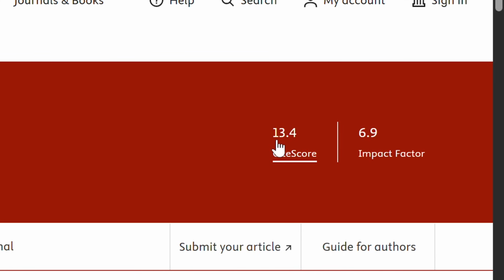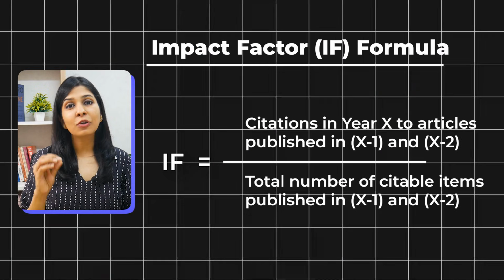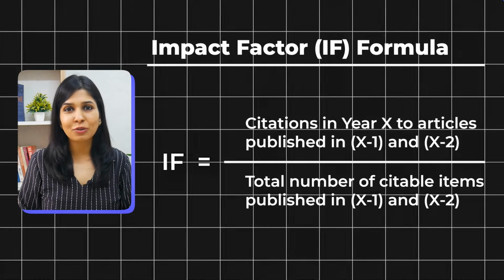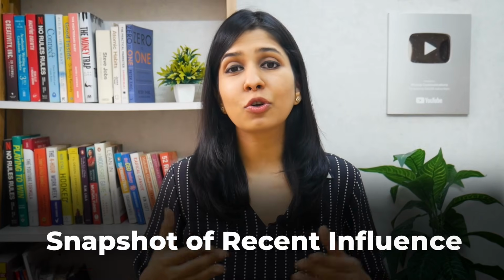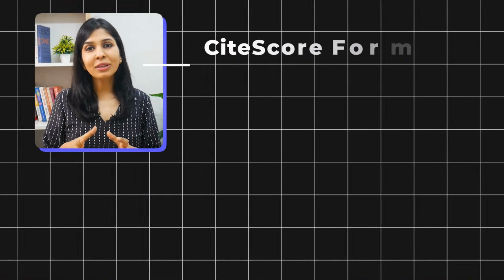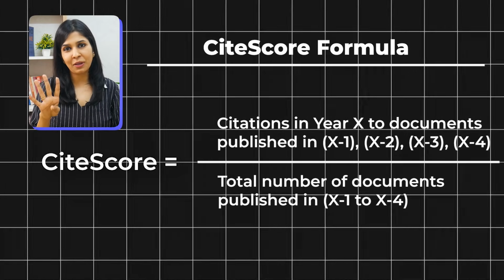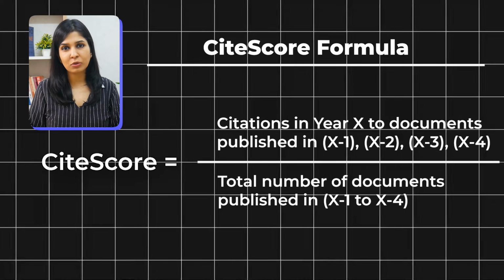Now here's a very practical question. When you go on a journal's website, you will see both impact factor and CiteScore listed. So how are you supposed to interpret them? For that, let's go back to the formulas. Journal impact factor looks at the citations received in 1 year for papers that were published in the past 2 years. So it's more like a snapshot of recent influence. Basically, is this journal publishing papers that are getting attention quickly? On the other hand, CiteScore looks at the total citations received by the journal in a 4-year period for all the papers published in those 4 years.